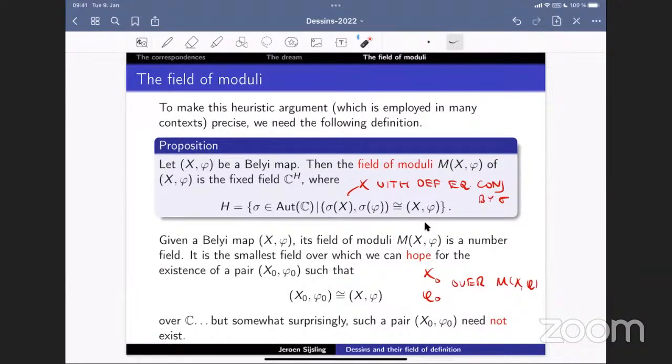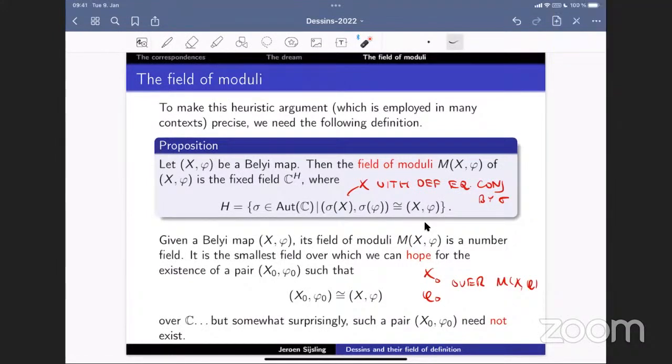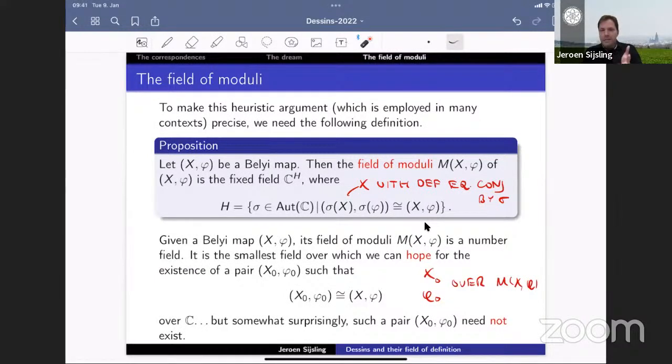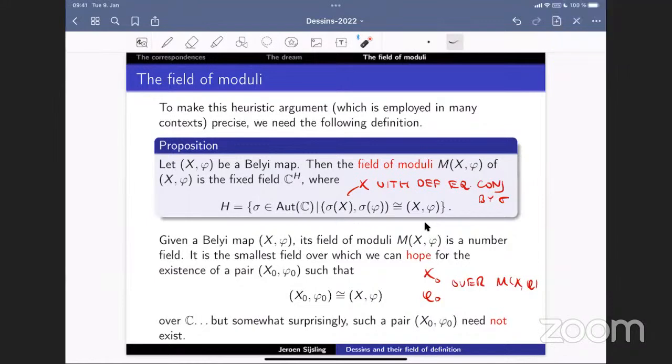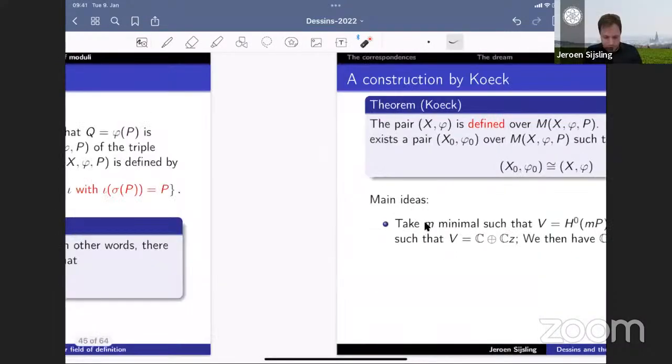And it is because if you look at an element sigma of the relative Galois group of C over m x phi, then that fixes the elements of m x phi, but x0 has defining equations in there, so it won't get moved. Okay, yeah. Thank you. I get the point. Thanks for the question. Yeah, but that's important.